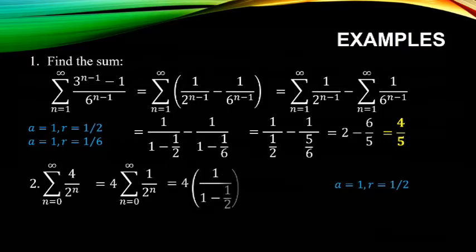So we have a sum of 4 times 1 over 1 minus 1/2. So this is equal to, so simplifying yung nasa loob ng parenthesis, we have 2. 4 times 2 is equal to 8. So that is the sum of the given summation.